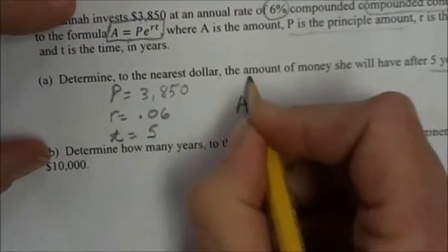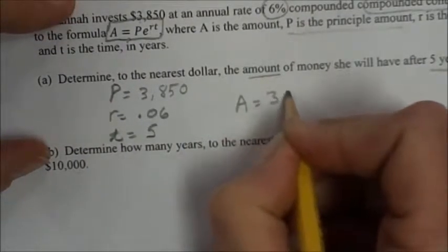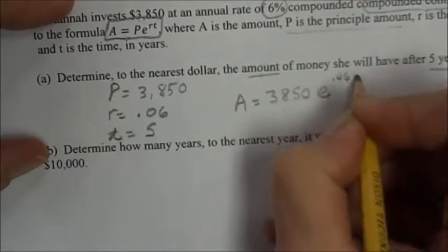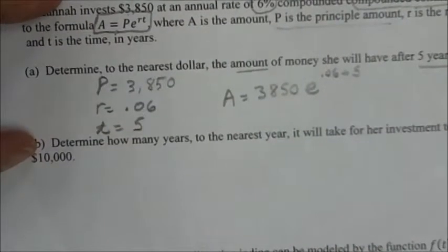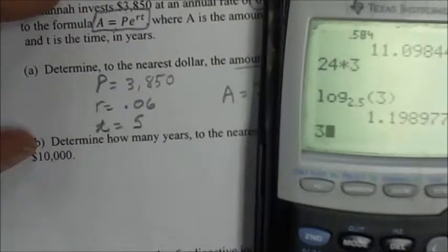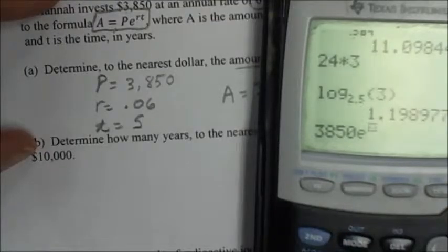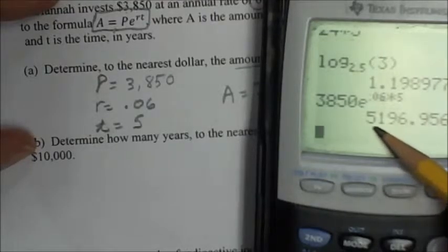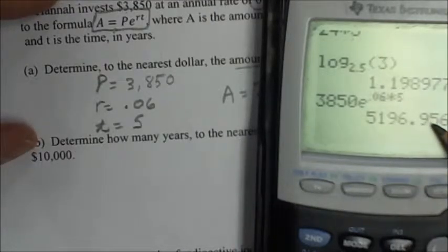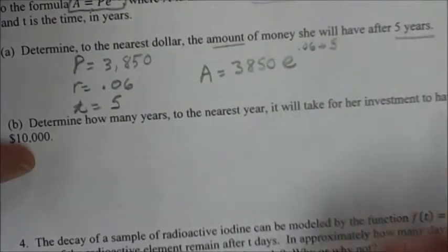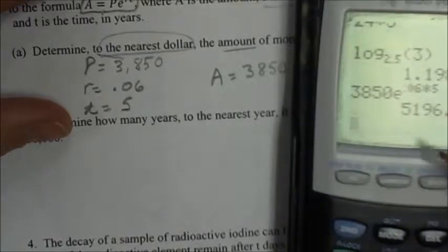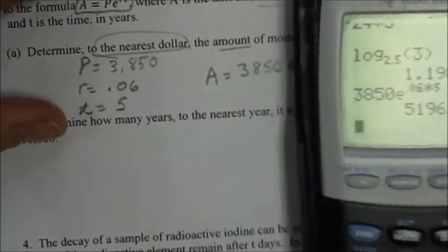So how much is the amount of money she's going to have? It's 3,850 times e to the power of 0.06 times the 5 years. And it looks like she'll have $5,196.96, but it says to the nearest dollar. So we're going to round this to the nearest dollar, $5,197.